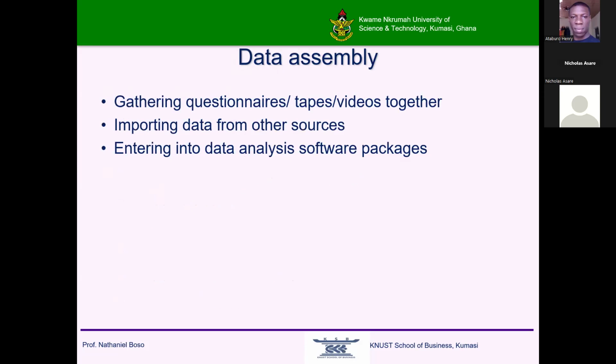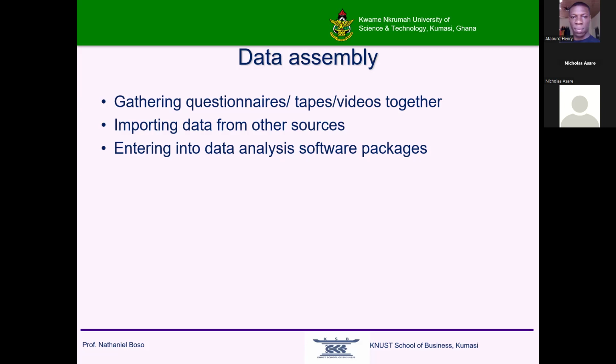This involves collating the data from the sources you used and putting them together. So if it's a questionnaire, bringing all the questionnaires you have administered together is part of assembling. If there are tapes or videos, bringing them together is the first step of assembling. And the next step is to import data from other sources. If you use internet sources or different platforms on the internet, bringing them together is part of assembly.